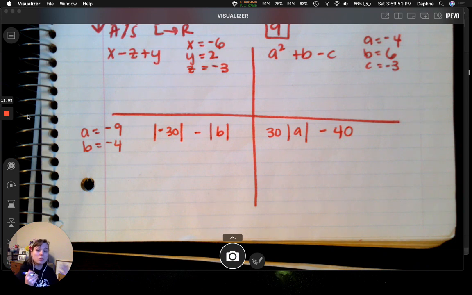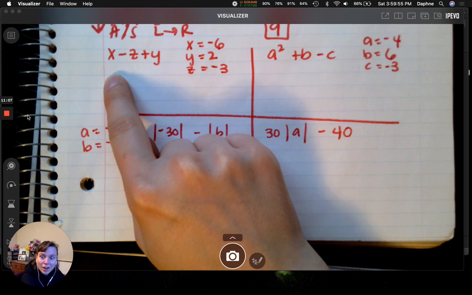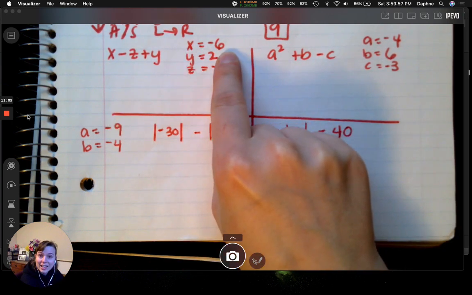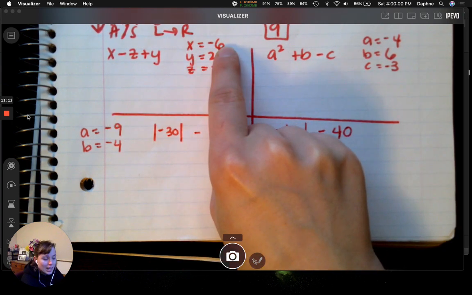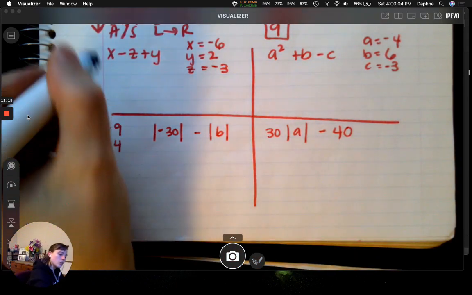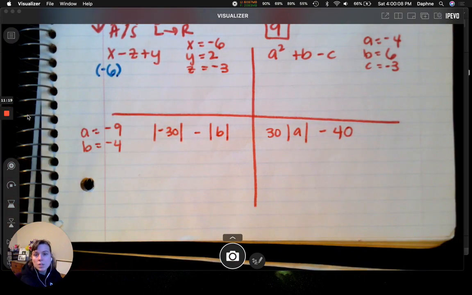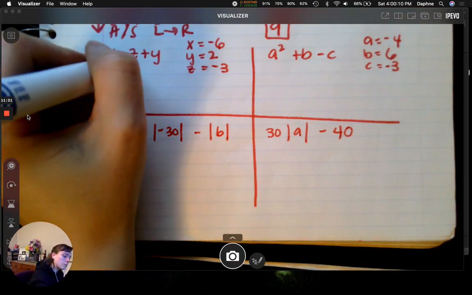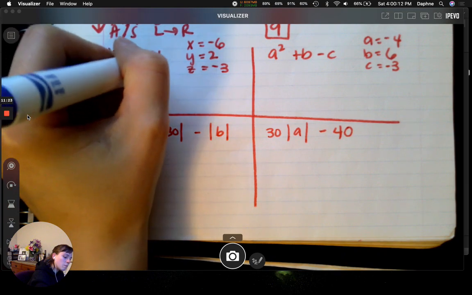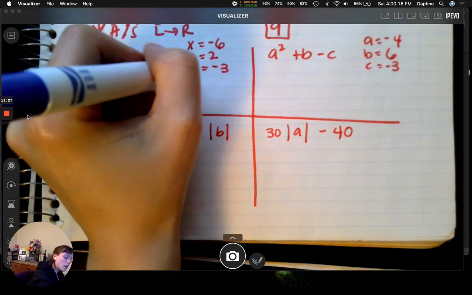And I'm going to replace what I know. I don't know what x represents. Oh wait, do I? X equals -6. X is a placeholder for -6. So I'm going to replace x with the -6. Z, I'm going to subtract, z is the same as -3. Y is the same as 2.